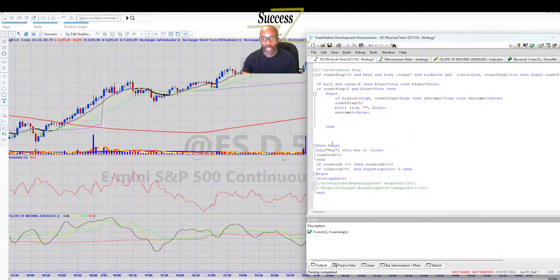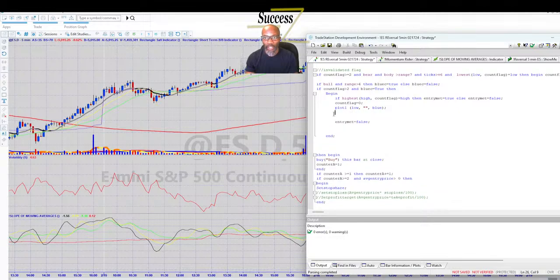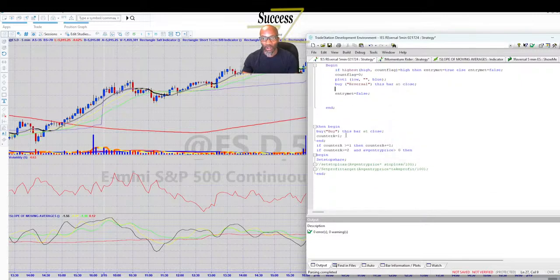That's fine. If we have entry met. So we're going to need to turn this back off once we buy it. So we'll put the buy in here. Buy reversal, this bar at close. Entry met turns back to false.